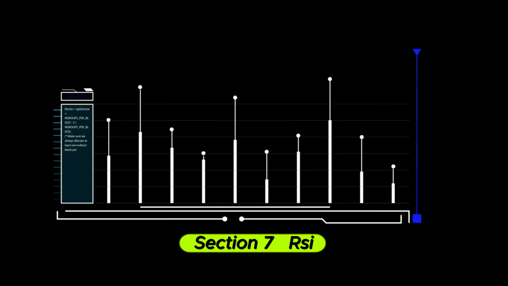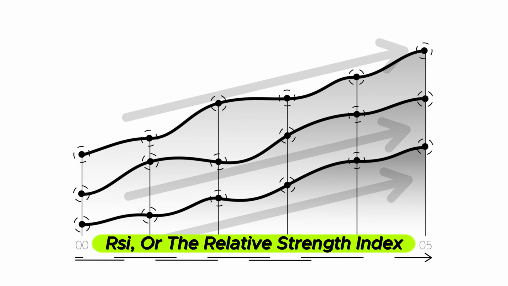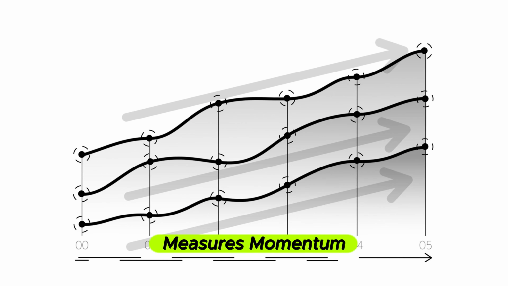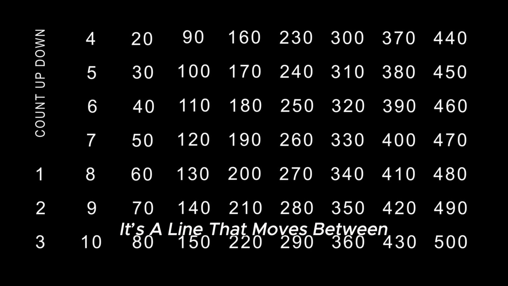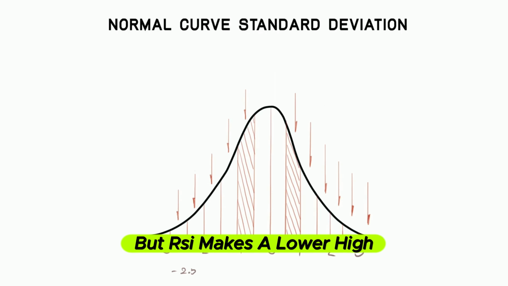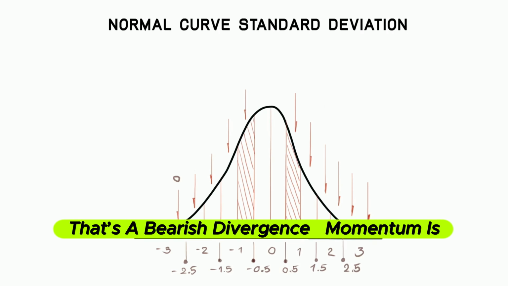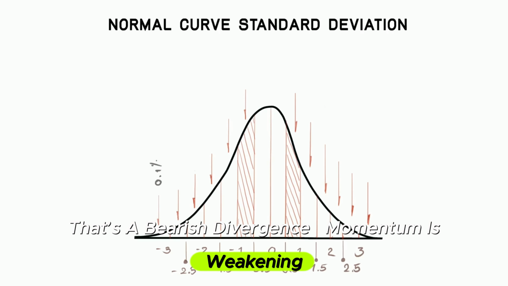Section 7. RSI. RSI, or the Relative Strength Index, measures momentum. It's a line that moves between 0 and 100. Above 70, the market is overbought, may pull back. Below 30, the market is oversold, may bounce. But here's the secret: RSI divergence. If price makes a new high, but RSI makes a lower high, that's a bearish divergence. Momentum is weakening. That's often an early warning sign.